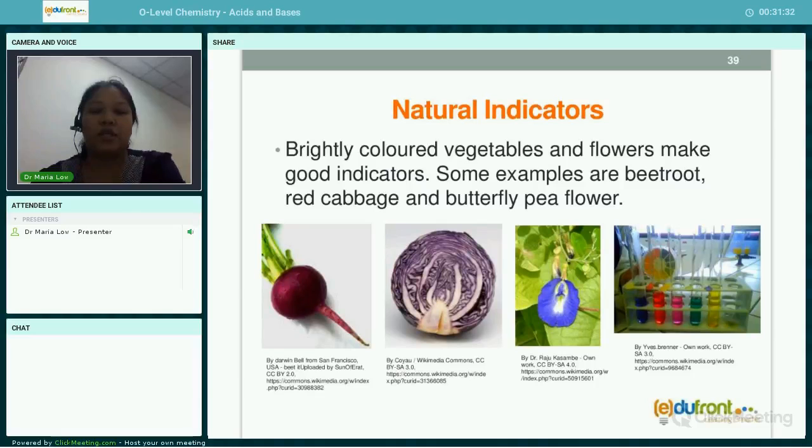And of course, besides the indicators that you can find in the school laboratory, you also have natural indicators. Some brightly colored vegetables and flowers make very good indicators. For example, a beetroot, which you see in the first diagram. The second diagram is red cabbage. The third diagram shows the butterfly pea flower. When you extract the color from these vegetables or flowers, they can be used as indicators, and the last diagram shows how these indicators are capable of changing color in the presence of acids and alkalis.